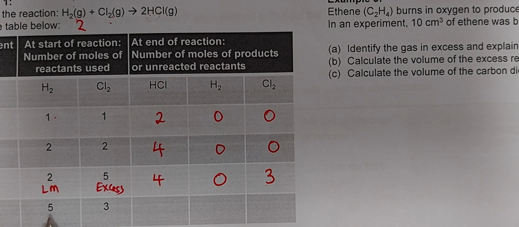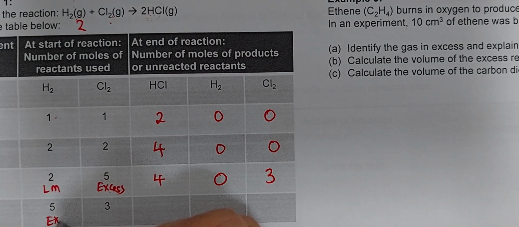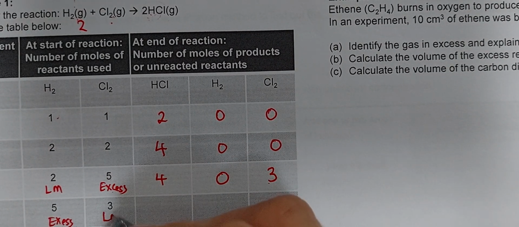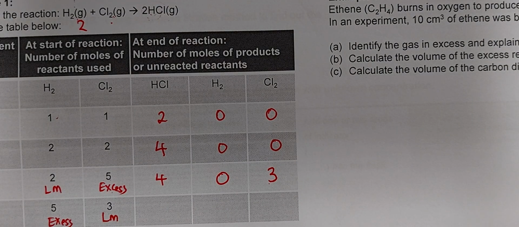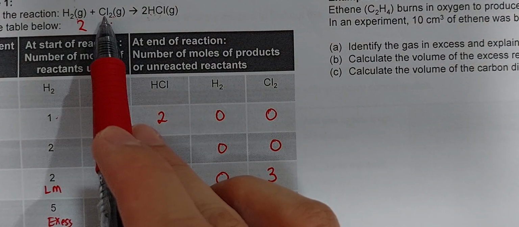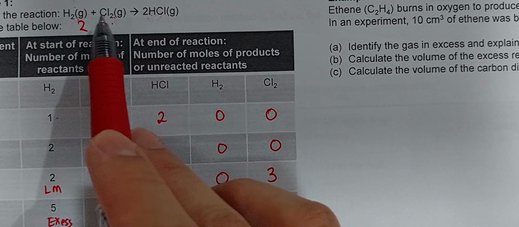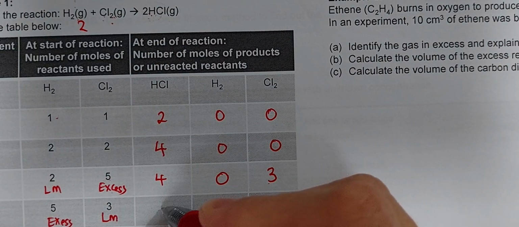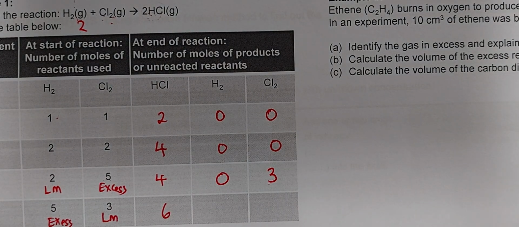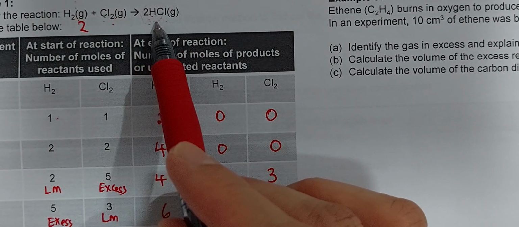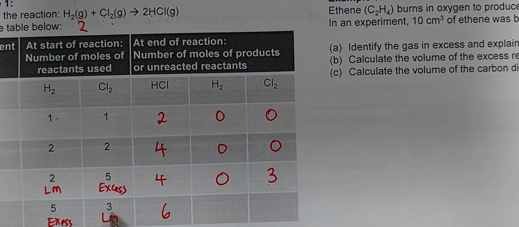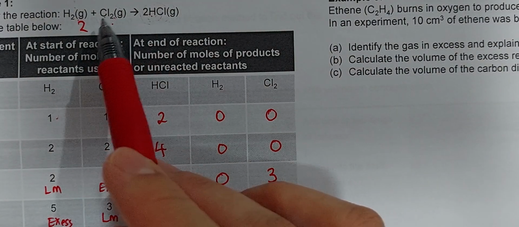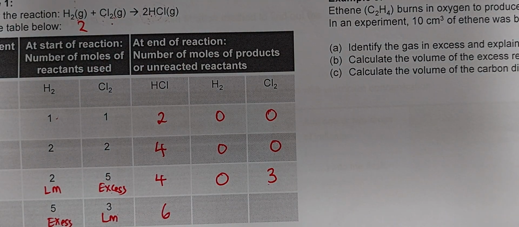Let's look at the last example. 5, 3. In this case, this would be the excess and this would be the limiting. The limiting is 3 mole. The ratio is 1:2, so 3:6. You have 6 mole of HCl produced. Remember again, the product depends on the limiting reactant. The limiting reactant is 3 mole. So 1:2, 3:6, because 3 times 2.